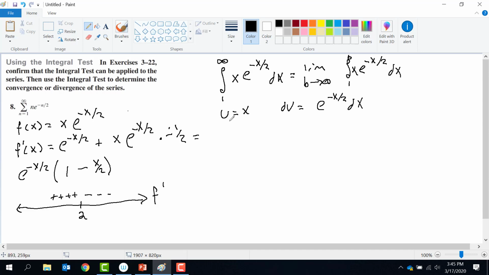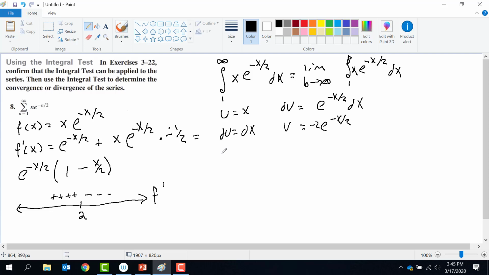And so then du will be dx, and v will equal the antiderivative of this, which is again e to the negative x over 2 times the negative 2. And there we go. When I take the derivative of this, the derivative of e to the negative x over 2 is e to the negative x over 2 times the derivative of the inside, but the inside will give us a derivative of negative 1/2 times this negative 2. We'll get back to here.